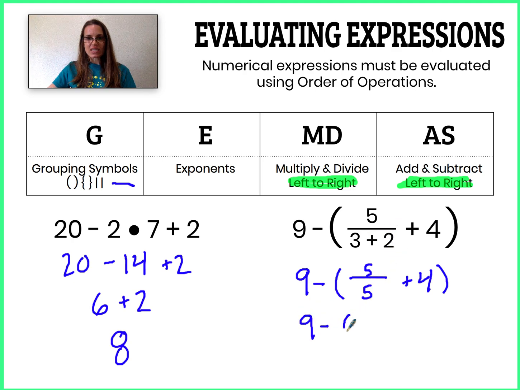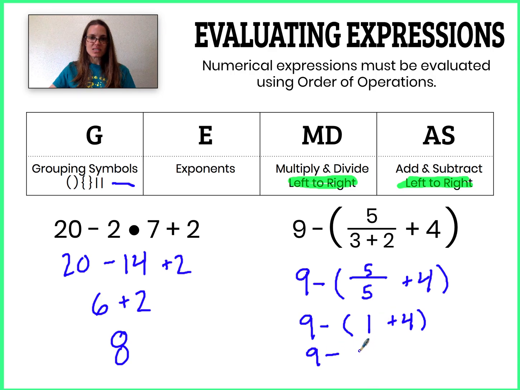Continuing to evaluate that expression inside the parentheses, I have 5 divided by 5 plus 4. That means I will first divide before I add. 5 divided by 5 is 1, so I write 1 plus 4. I still have an expression inside these parentheses that I need to evaluate first. So 9 minus 1 plus 4. 1 plus 4 is 5.